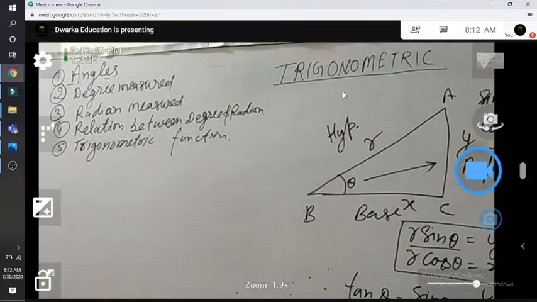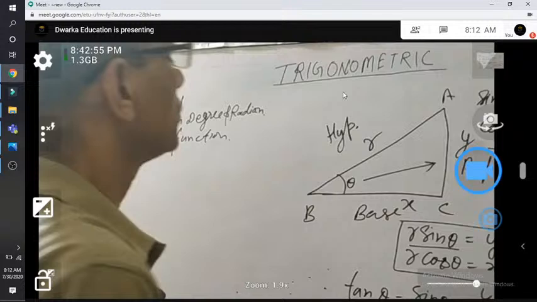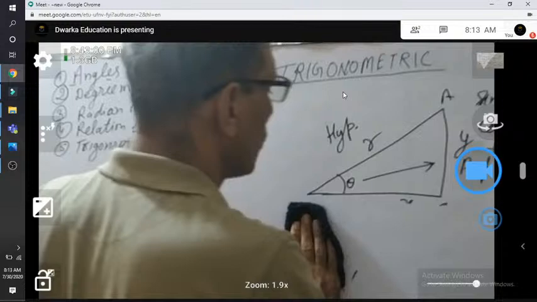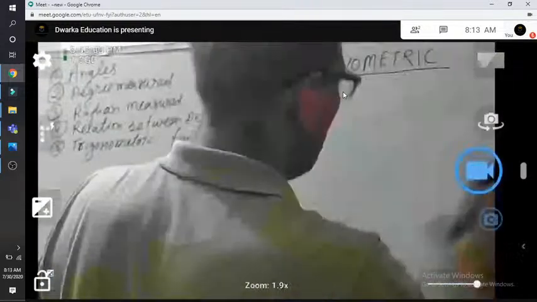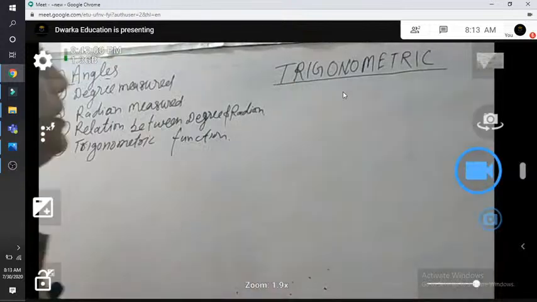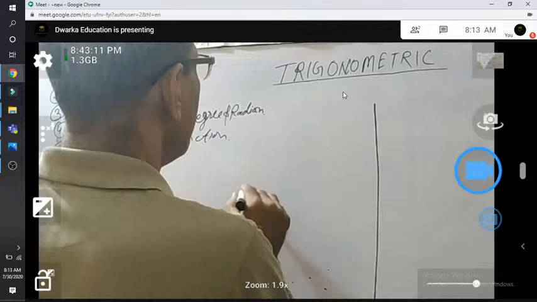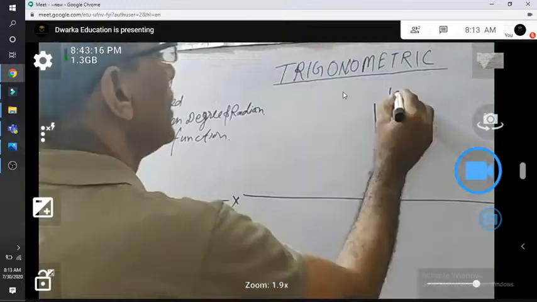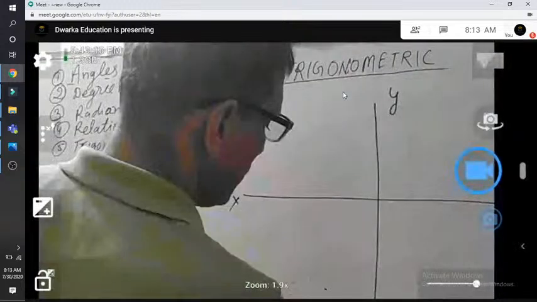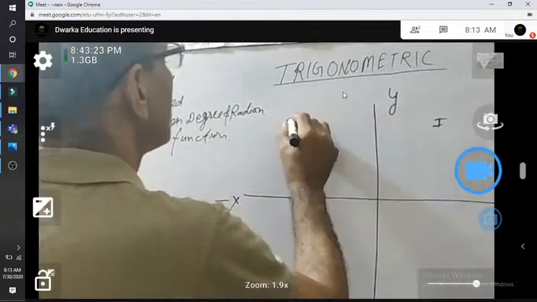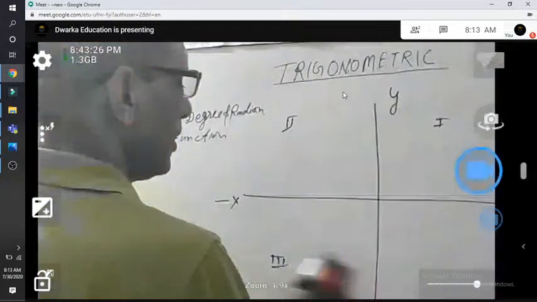And we discuss the angles in quadrants: in which quadrant which trigonometrical function is positive or negative, and why they are positive or negative in different quadrants of the geometry. Suppose this is the vertical line, this is the horizontal line. This is called x, minus x, y, minus y. Here are four quadrants: first quadrant, second quadrant, third quadrant, and fourth quadrant.